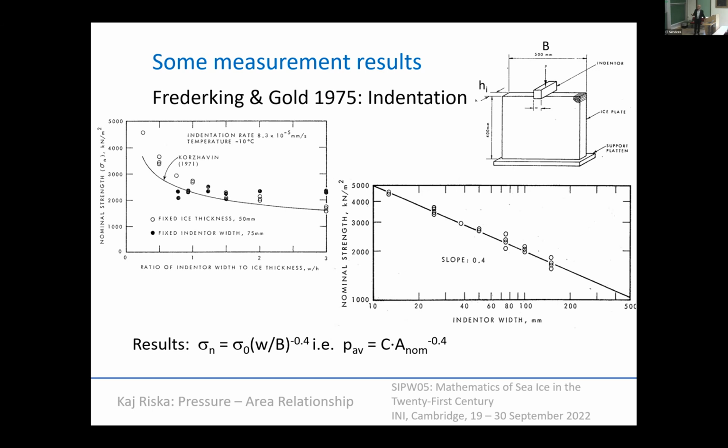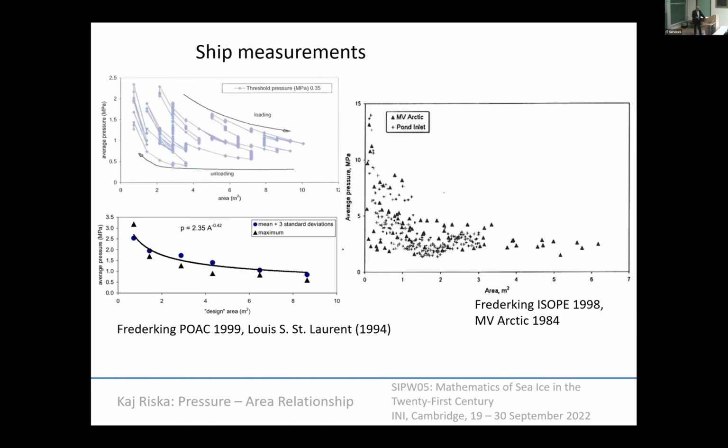This is log paper, and this is linear. Those were his results. Then a lot of ship measurements have been done. You notice here MV Arctic. We also did those measurements. Then there's Louis St. Laurent, the Canadian icebreaker, and all show this kind of pressure-area trend. Here is an interesting plot also: when ships hit ice, the contact area grows, and in rebound you might think it gets a bit smaller, but the pressure-area relationship persists also in the process.